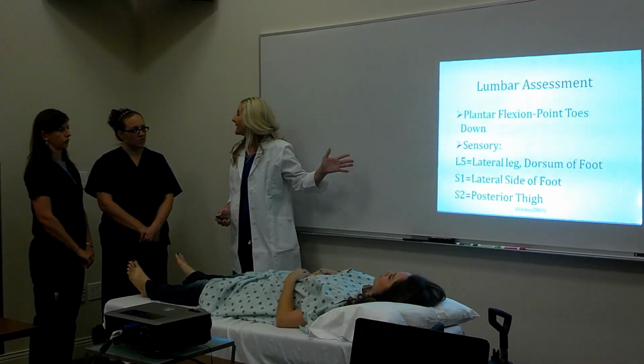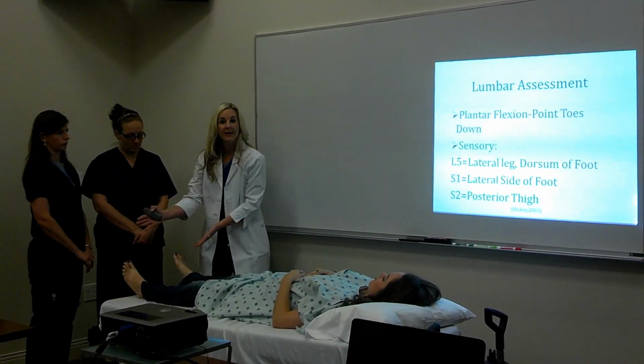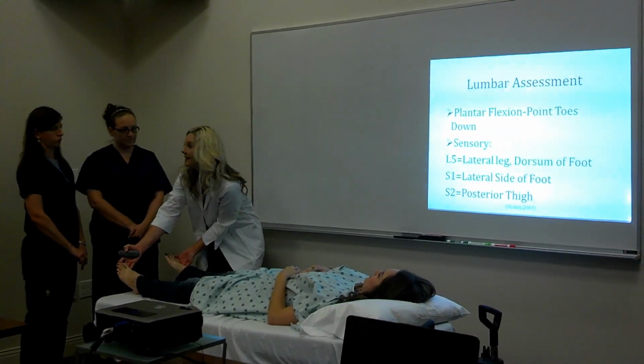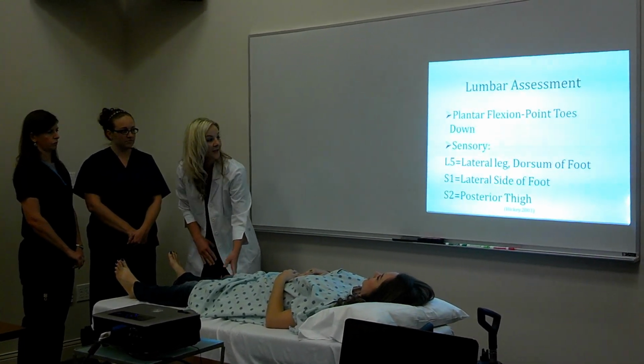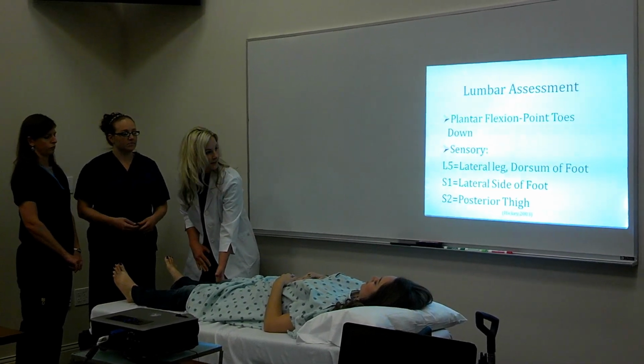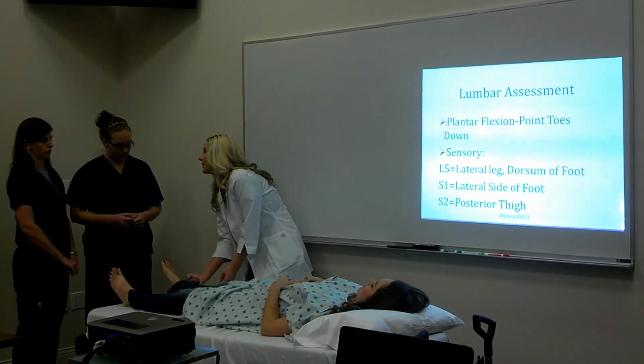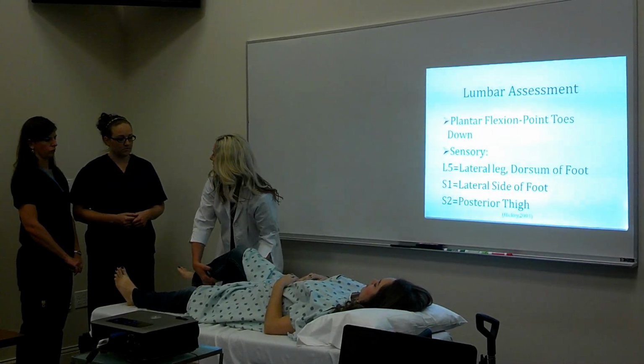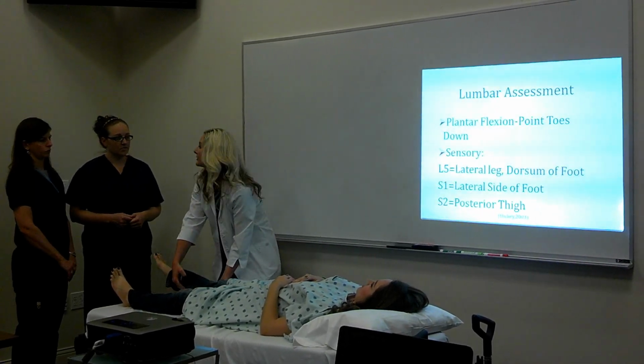Lastly, we're going to do the plantar flexion, where I will ask Stephanie, please point your toes downward. Again, we assess for strength, and again, we are looking for sensation at the L5 level, the outer aspect of the leg, S1, the outer portion of the foot, and S2, which would be the posterior portion of the thigh. Make sure that she has normal sensation.